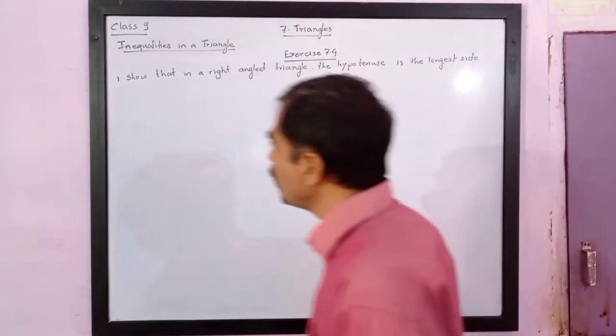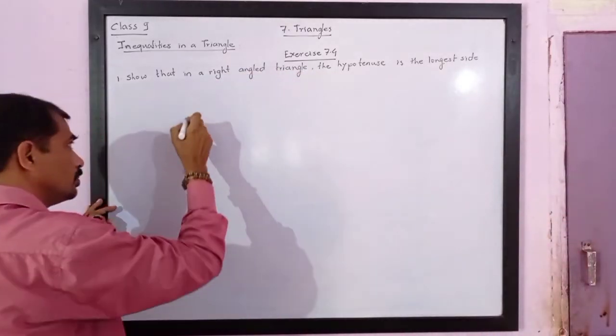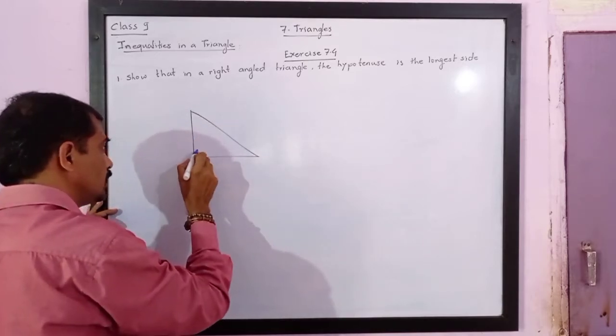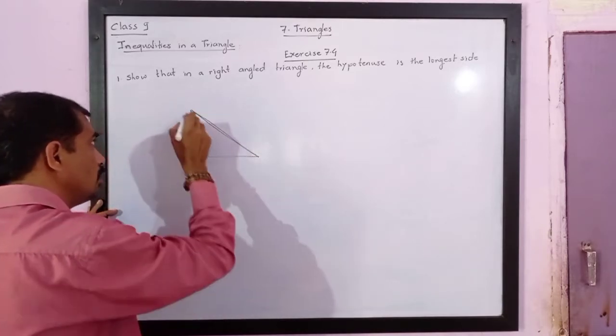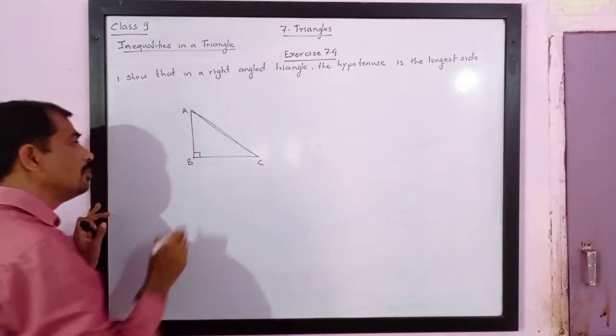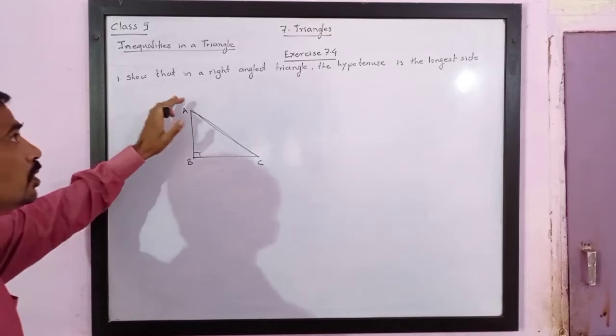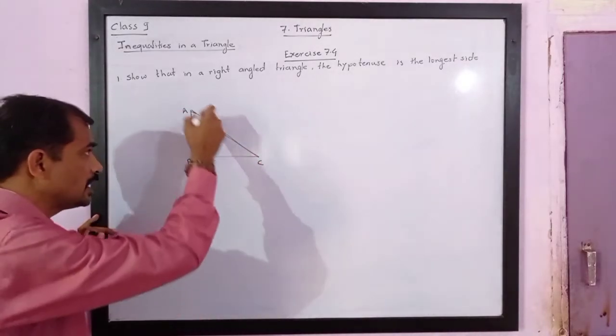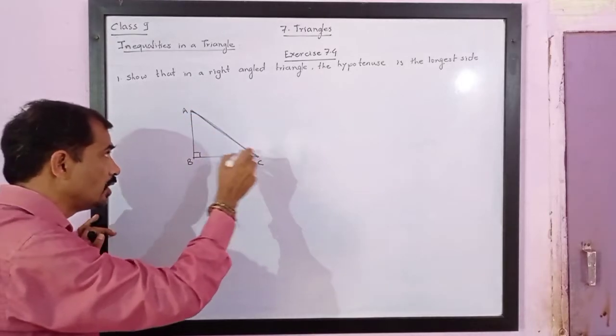So it means we are given a right angle triangle. This is a triangle which is right angled. Now in this, angle B is the right angle. We have to prove that the hypotenuse is the longest side. It means AC is the longest side. This is what we need to prove.